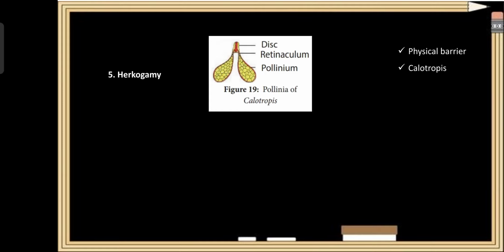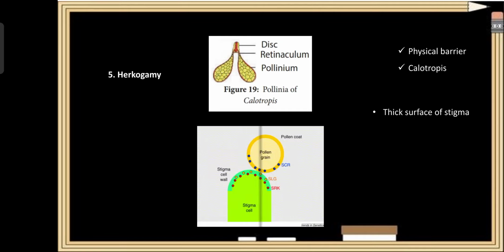So, in the calotropis, the pollen grains are enclosed in a petaloid structure called pollinia. If this pollinia falls on the female part of the same flower, it does not germinate. The other example is in a flower of orchids. They have a thick surface on the stigma. This thick surface prevents the self-pollination.